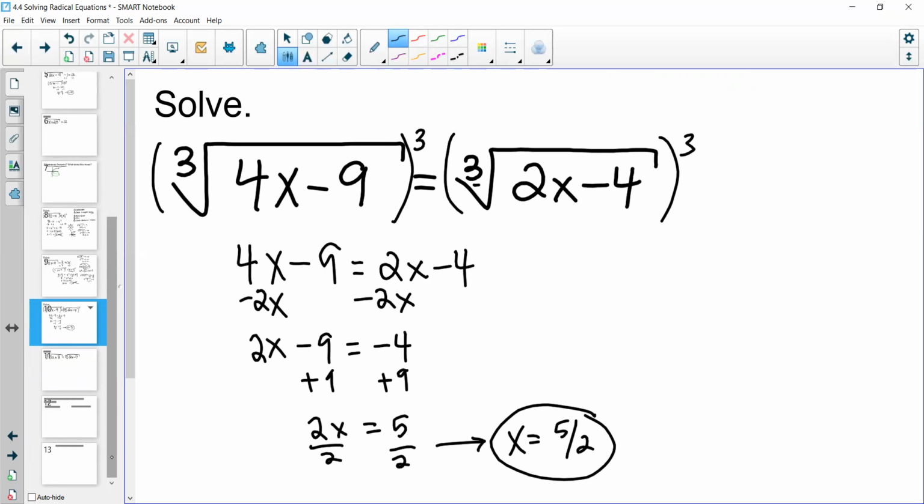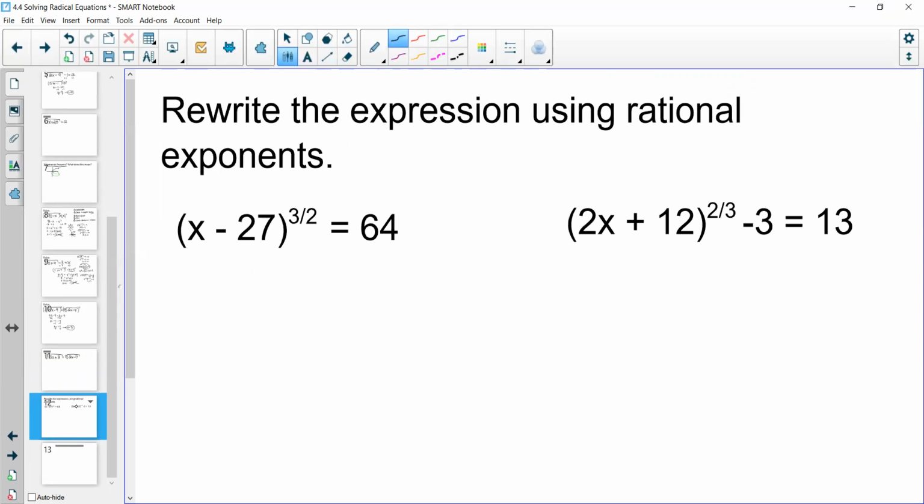Okay, there's one last thing that I want to talk about before we finish on this idea of solving radical equations. Now remember, radicals we often see with these radical signs. We see a square root, we see a cube root, a fourth root sometimes, but a radical can also be written using a rational exponent. Now remember that this right here is another fancy way of saying the square root of x minus 27 to the power of 3 equals 64.